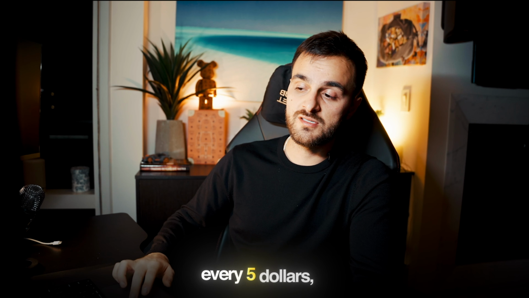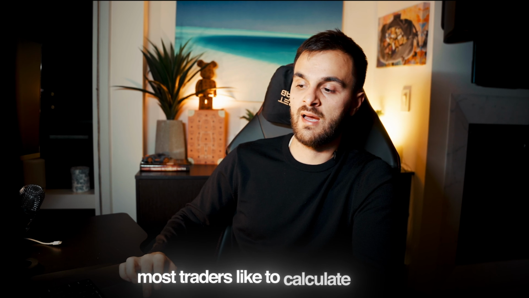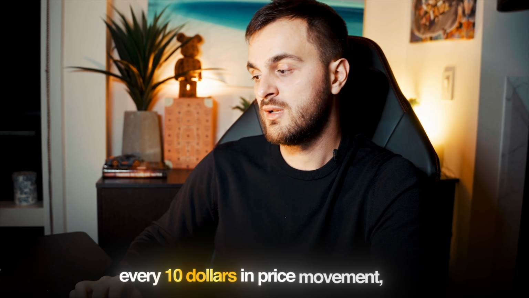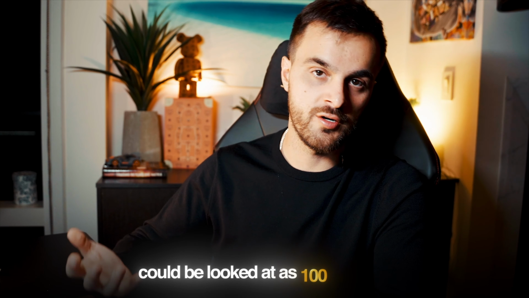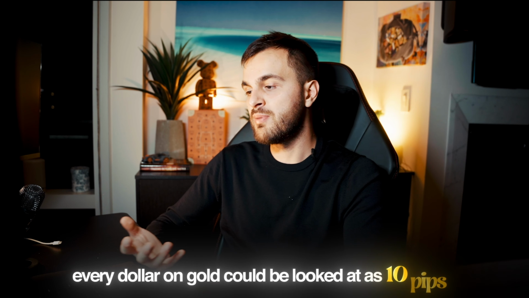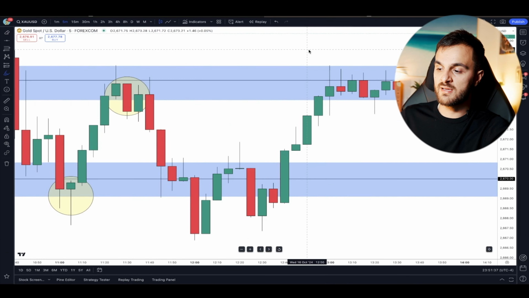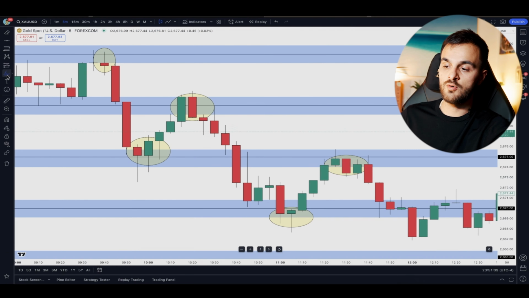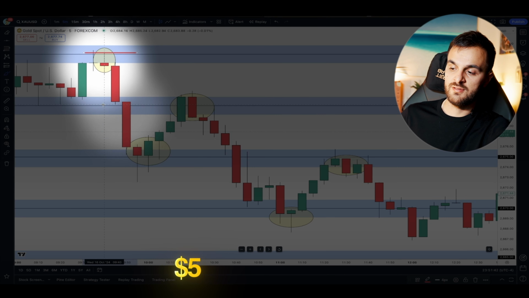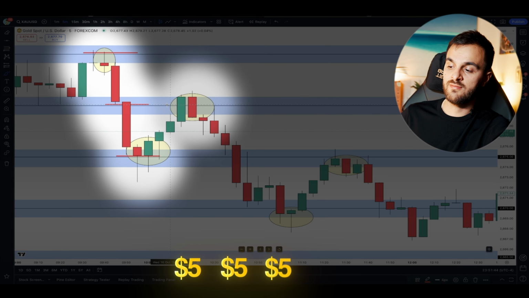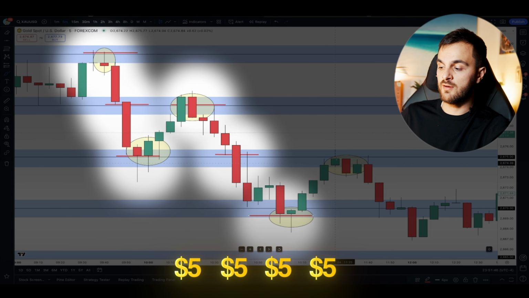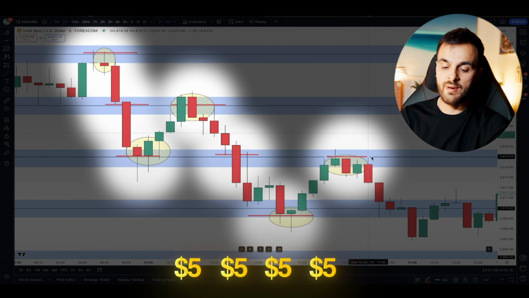Every $5, most traders like to calculate as 50 pips. So every $10 in price movement could be looked at as pretty much like 100 pips, or every dollar on gold could be looked at as 10 pips basically in its movement, which when you look at the price of gold, that's not a lot. So these moves, $5 to $5, $5, $5, it has a lot of these price fluctuations back and forth.